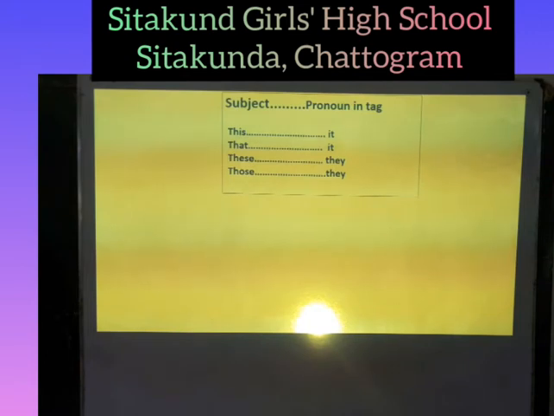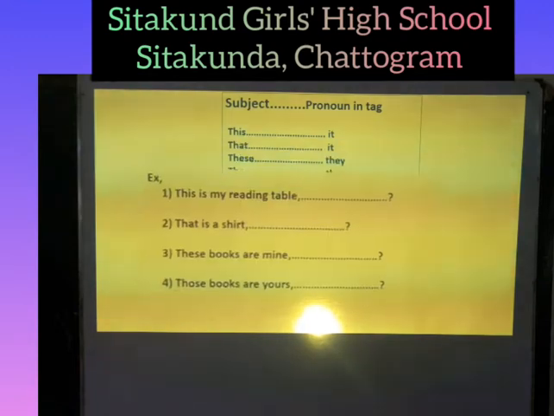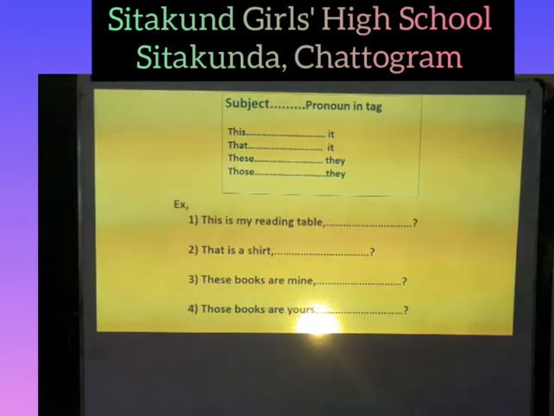So what's the next slide? Subject and pronoun in tag. If you see the subject this and that, you have to write it in the tag question. And if you see the subject these or those, actually these and those both are plural. So for this plural subject, you have to write they as the pronoun in the tag. That means in a tag question you have to write they as a pronoun.